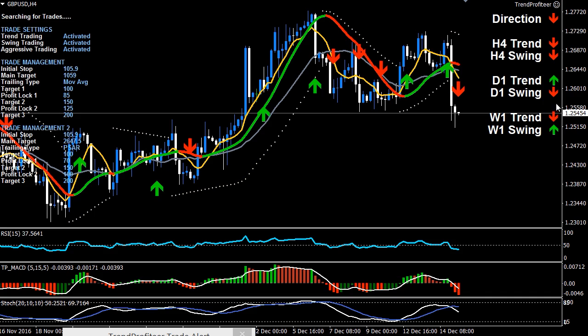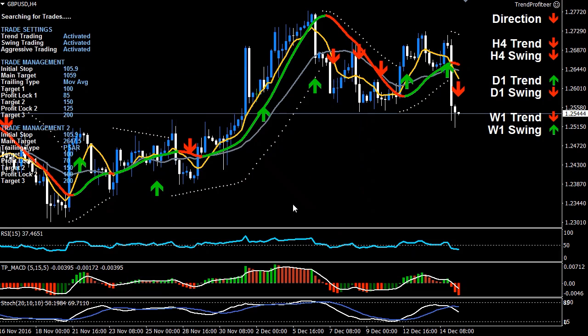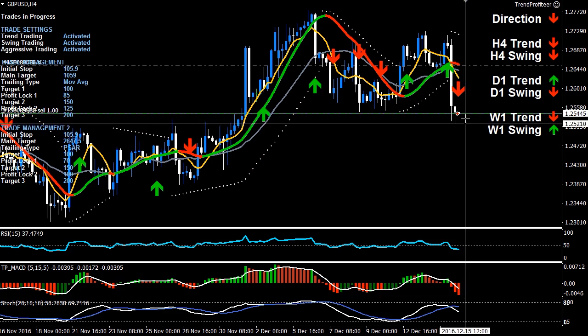The RSI is below 50. The MACD is below the zero line. The stochastic has just had its crossover. So I'm going to take this trade. Now you can also see the crossover there: the fast moving average has crossed over the slow moving average, and the trend follower has changed from green to red. So all in all, it looks like a good potential trade.